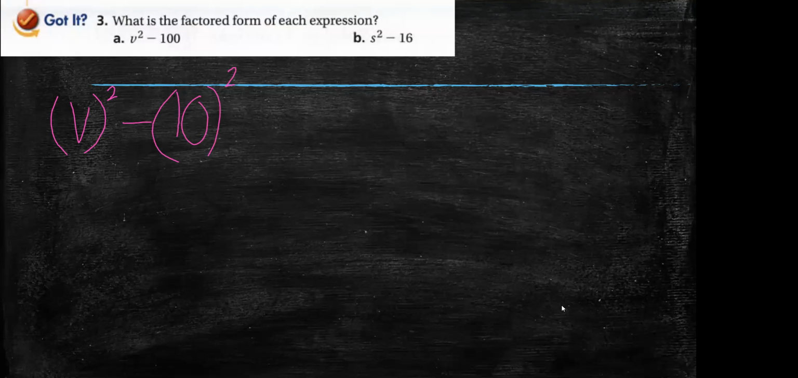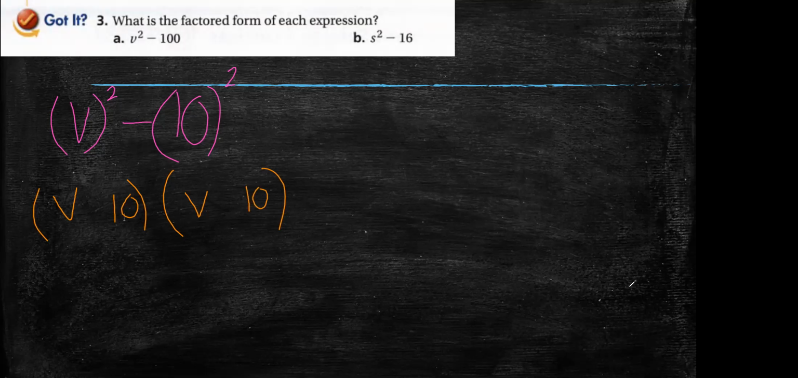Are they a difference of squares? Yes. Since they are a difference of squares, I will open two brackets. One V here and the second V here. One 10 here and the second 10 here. And since they are a difference of squares, one is minus and one is plus. Is it clear? Yes, teacher.